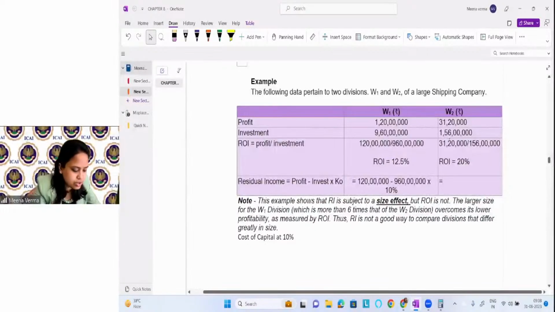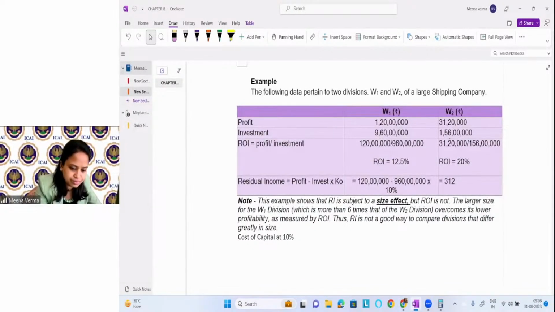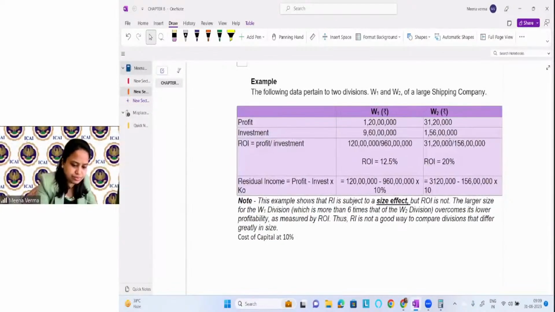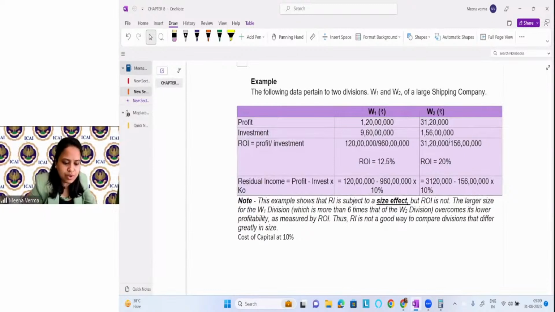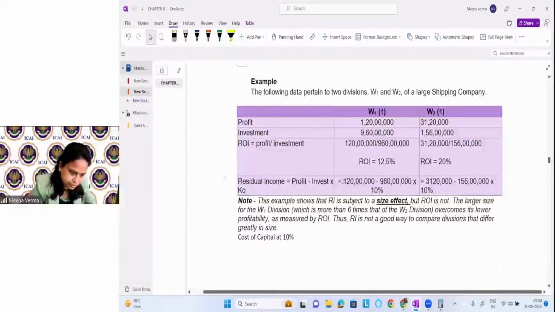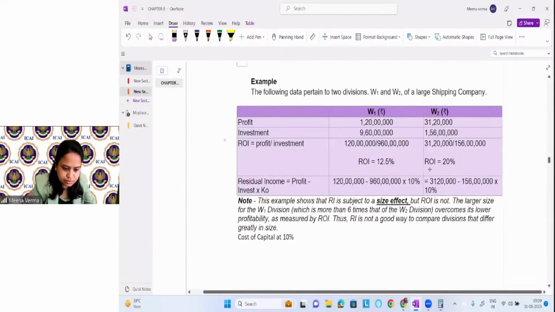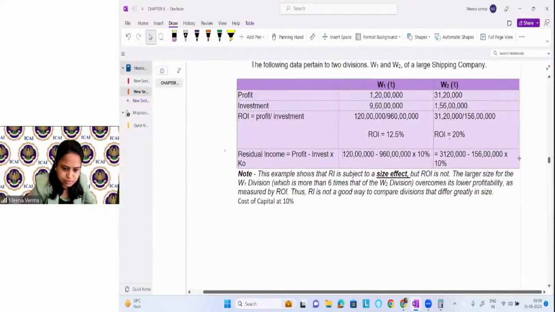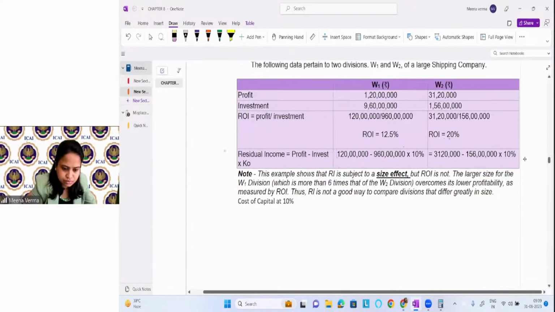And here what is happening? Your 3120, this is the profit or the return, minus investment is 1560 into 10%. So this is what we have to calculate here. Now let's calculate it.